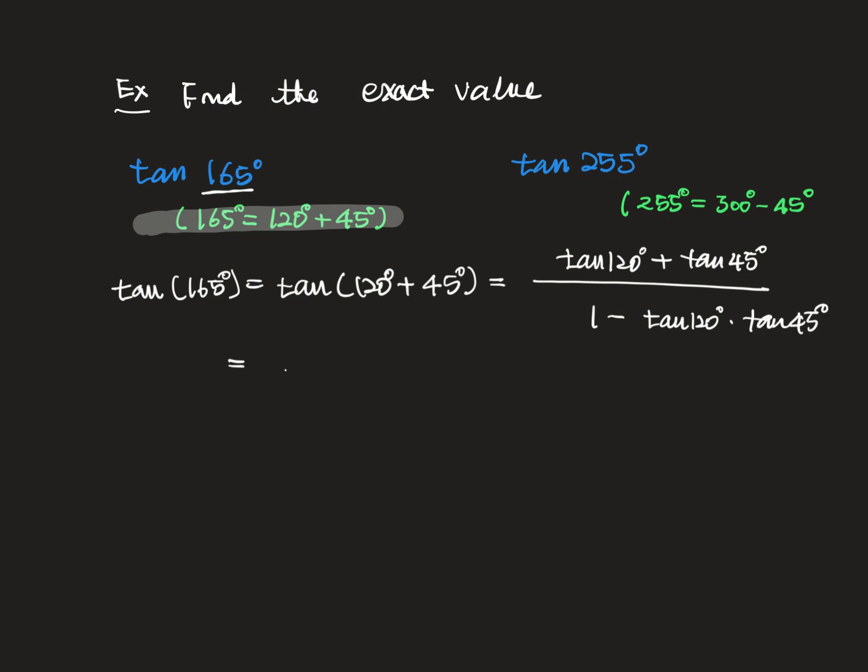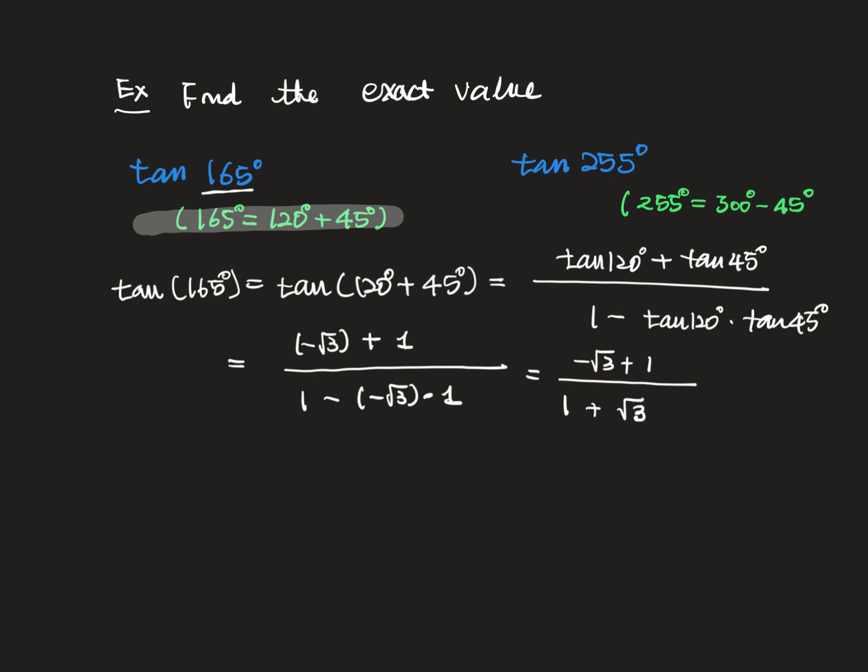So how can we find it? Tangent 120, second quadrant, negative, so negative square root of 3, plus tangent 45 is 1, over 1 minus negative square root of 3 times 1. So you have negative square root of 3 plus 1 over 1 plus square root of 3. You can stop there, guys, okay?